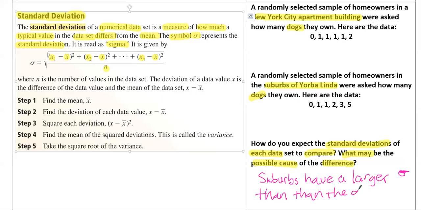Why? Why might that be? Well, if you're in an apartment building in New York City, what don't you have? You don't have a backyard. And so it's going to be less likely that you have these homeowners in New York owning dogs compared to Yorba Linda, where a lot of them do have backyards. So in the suburbs, in the burbs, there's more space.